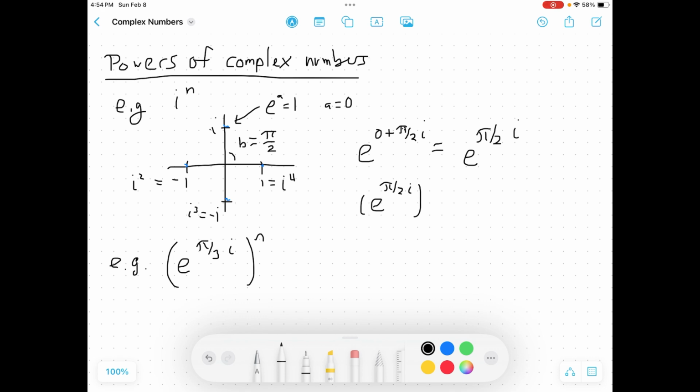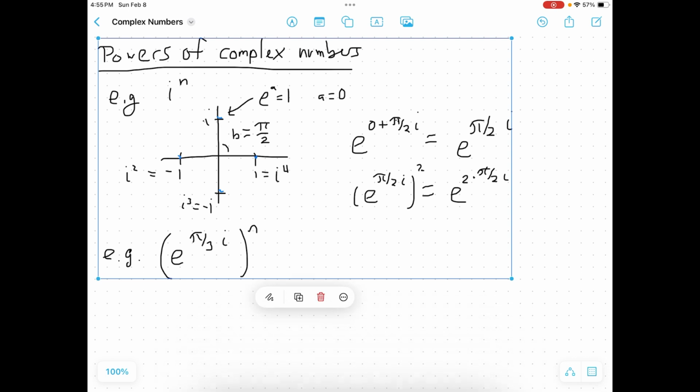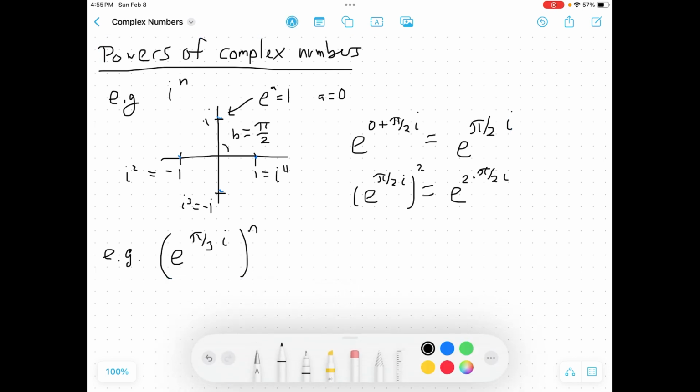If I look at, say, e to the pi over 2 i squared, that's going to be, using arithmetic rules, e to the 2 times pi over 2 times i, which is just going to be e to the pi i. Plotting e to the pi i, I know my radius is e to the 0, which is going to be 1. My angle is going to be pi. That puts me over here at i squared. That matches up with the work that I already did.